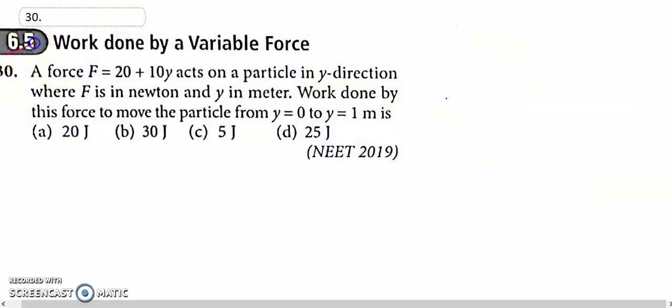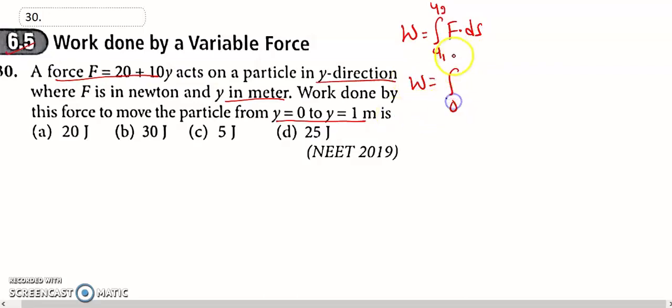Okay, so in the NCERT book, concept 6.5: force is equal to 20 plus 10y along the y direction, with y in meters. Find the work done by the force from 0 to 1. So this is a variable displacement, from y1 to y2, so that is F into ds. So work done is equal to the integration from 0 to 1 of (20 plus 10y) into dy.